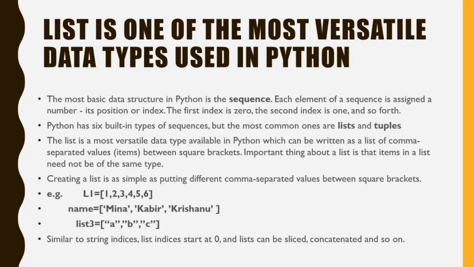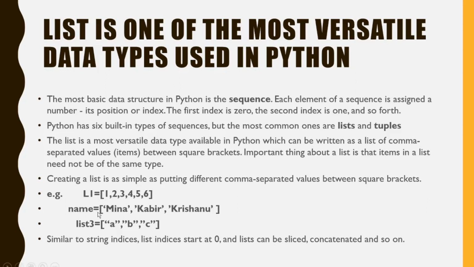The list is the most versatile data type available in Python, which can be written as a list of comma-separated values, also known as items, between square brackets. Creating a list is as simple as putting different comma-separated values between square brackets. Like here, you can see L1 is equal to 1, 2, 3, 4, 5, 6. So these are 6 numbers that have been created in a list L1.